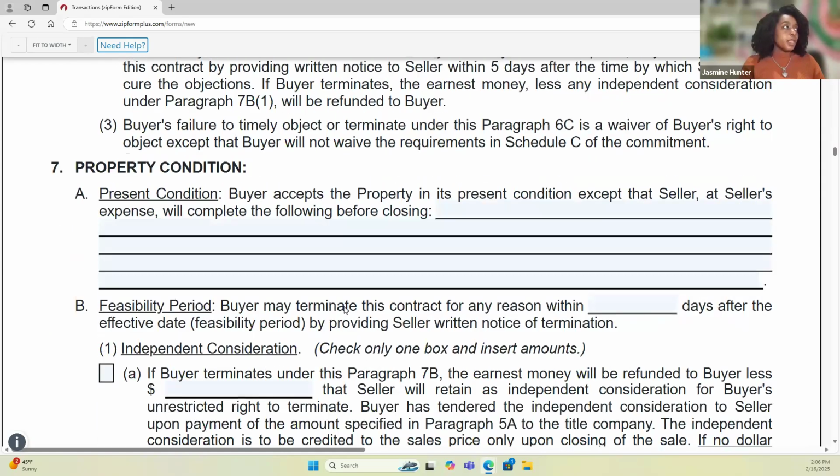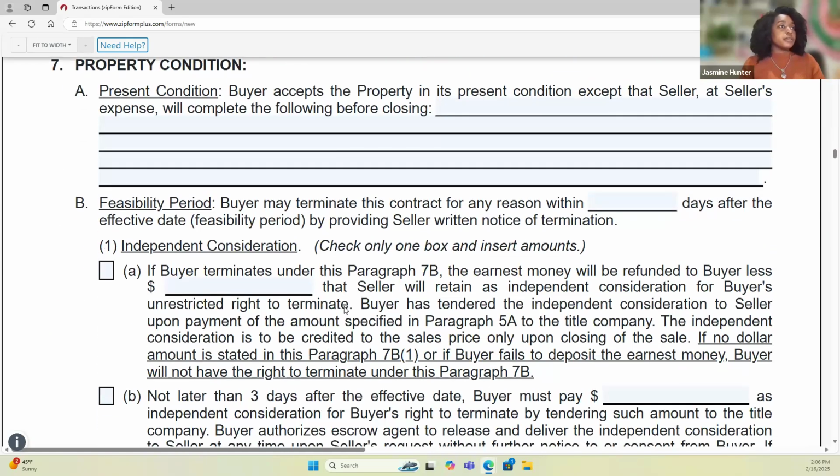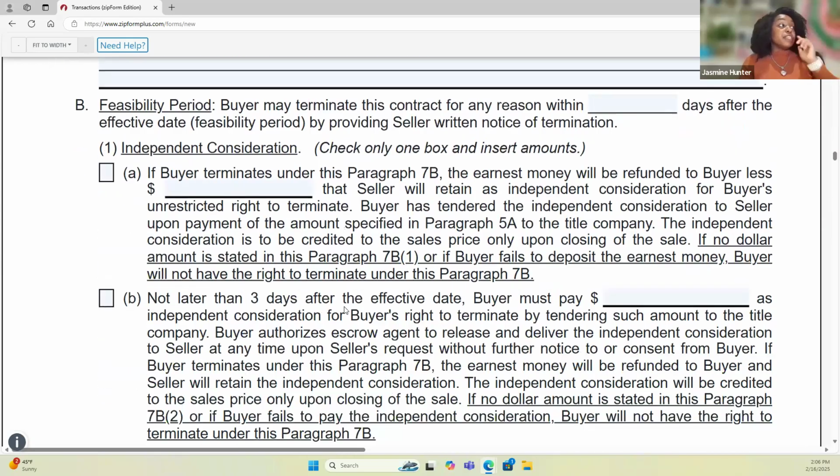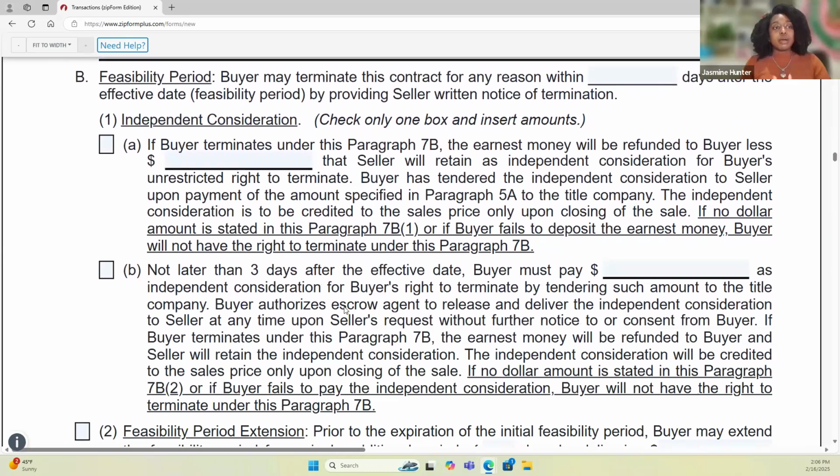Okay. Property condition, we're going to accept the property in its current condition and all of these things. Now, feasibility period. We call it an option period in the residential world. On the commercial side, we talk about the feasibility period. This feasibility period can be so long. I've seen commercial projects where the feasibility period is literally like 180 days. It's just some crazy amount of time. And you have to put that many days and this amount of money for those days.